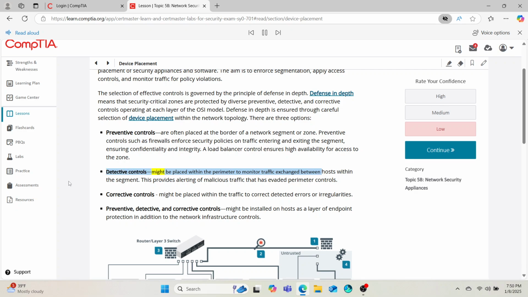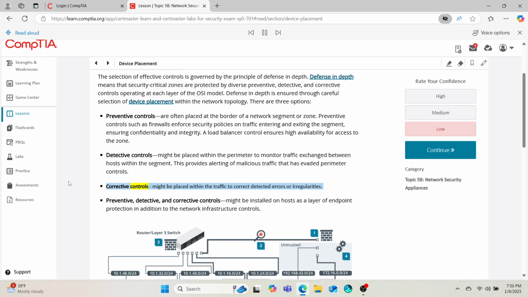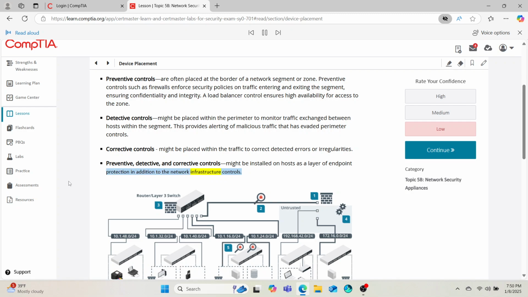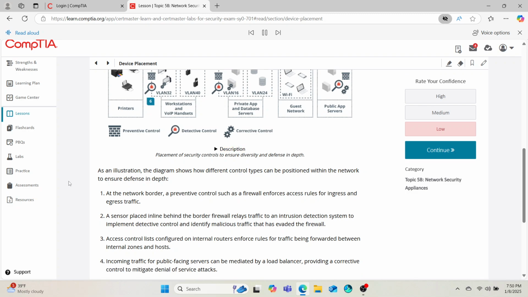Detective controls might be placed within the perimeter to monitor traffic exchanged between hosts within the segment. This provides alerting of malicious traffic that has evaded perimeter controls. Corrective controls might be placed within the traffic to correct detected errors or irregularities. Preventive, detective, and corrective controls might be installed on hosts as a layer of endpoint protection in addition to the network infrastructure controls.